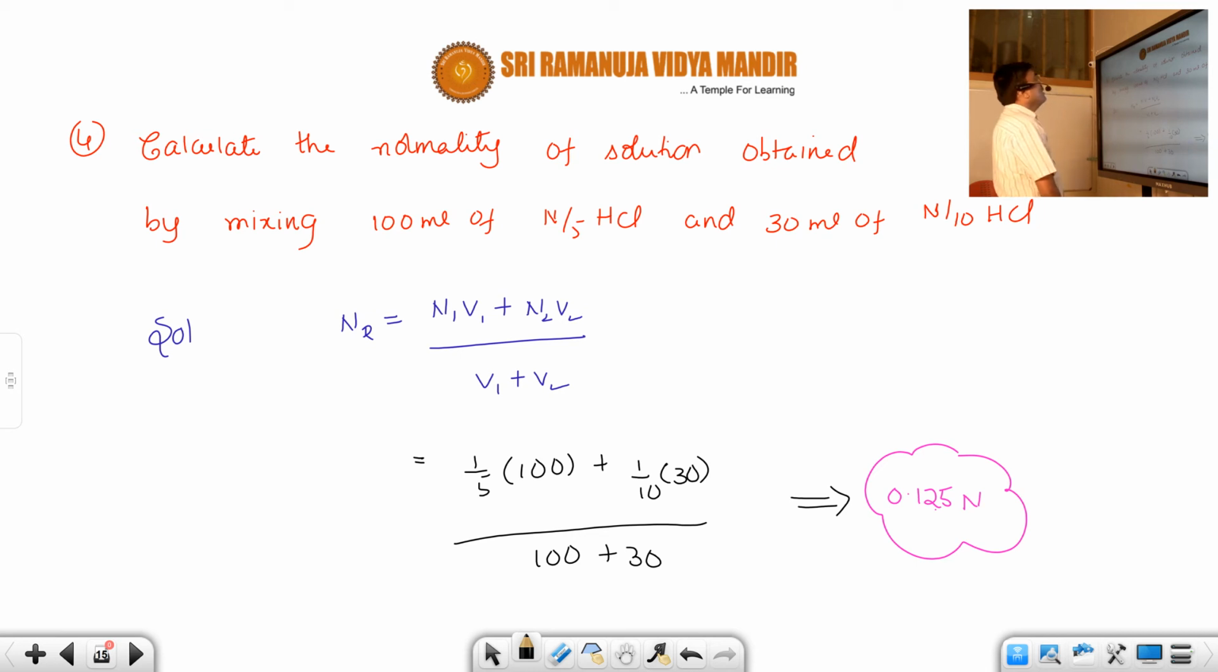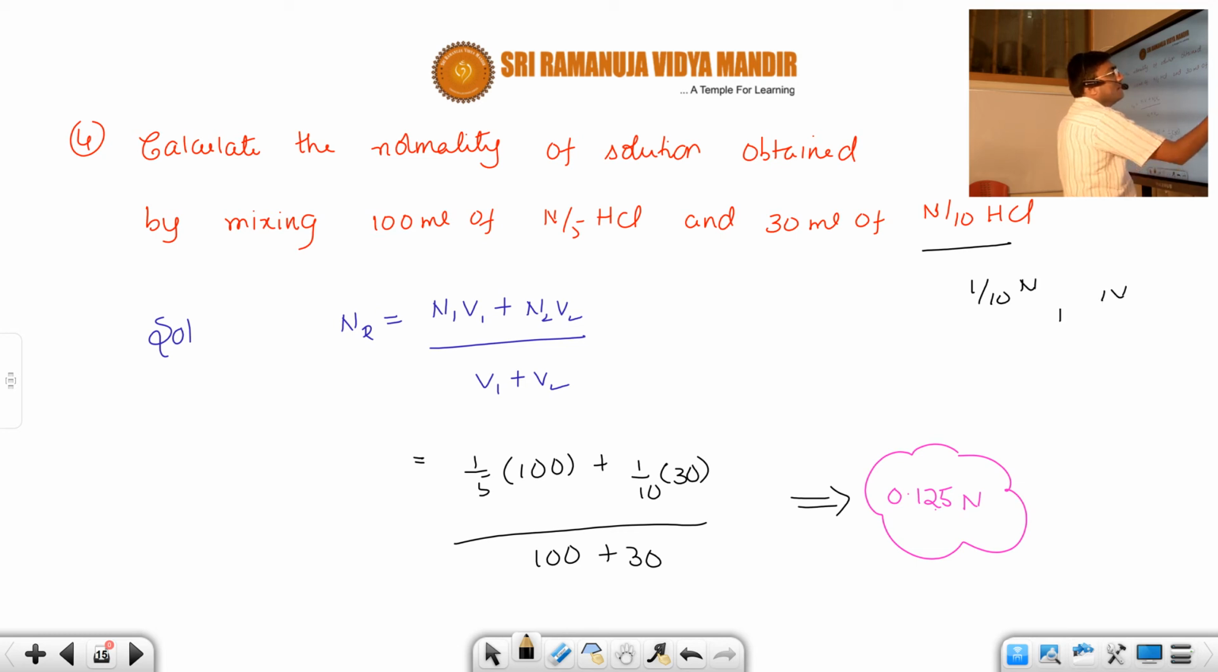So calculate the resultant normality of the solution obtained by mixing 100 ml of 1 by 5 normal HCl and 30 ml of 1 by 10 normal HCl. This is nothing but 1 by 10 normal. You can write 1 normal like this, and similarly 1 by 10 normal you can also write N by 10. Don't get confused. N by 10 means 1 by 10 normal.